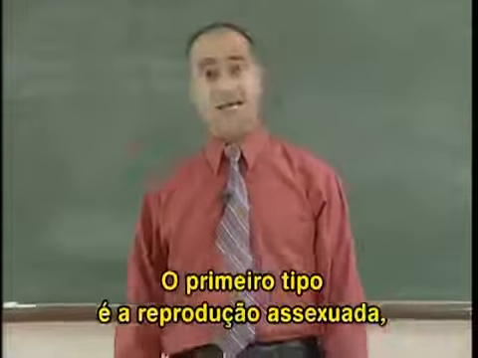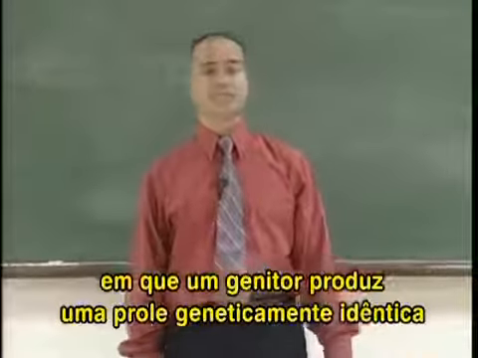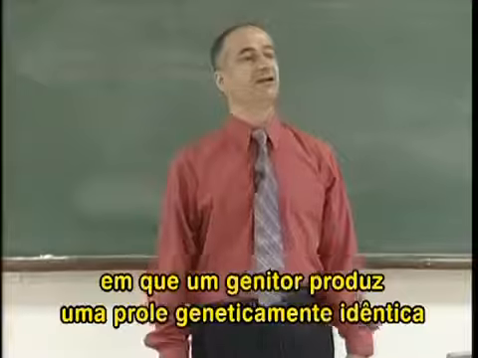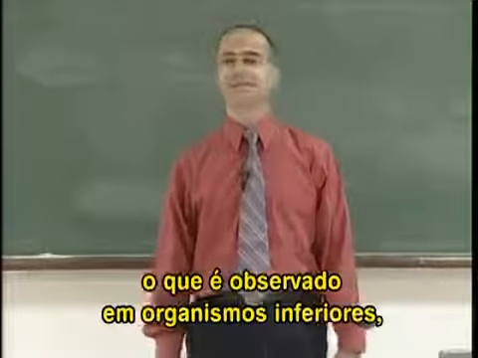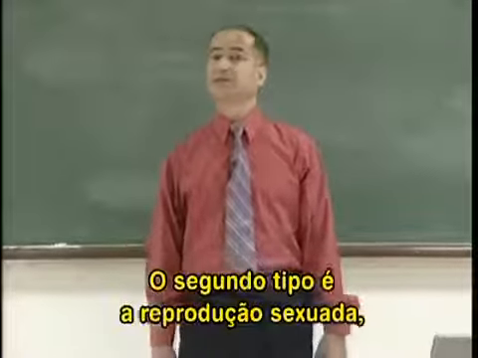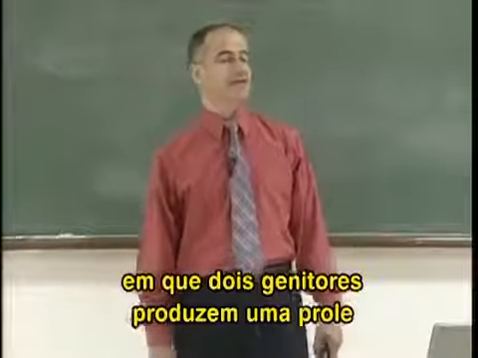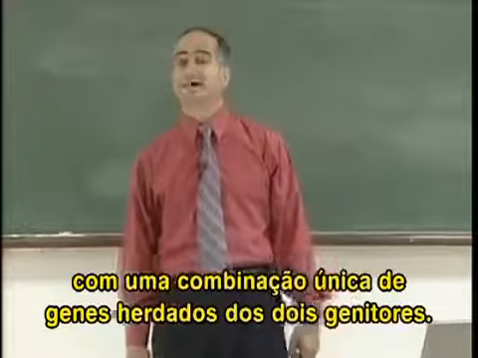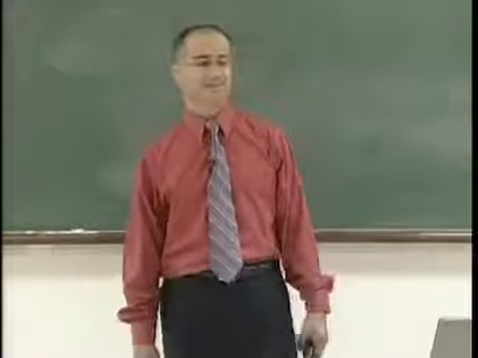The first type is asexual reproduction, where one parent produces a genetically identical offspring by simply mitosis. And this is seen in lower organisms like Hydra, for example. The second type of reproduction is sexual reproduction, where two parents give rise to offspring that have a unique combination of genes inherited from the two parents.